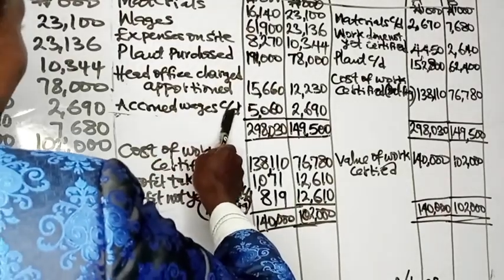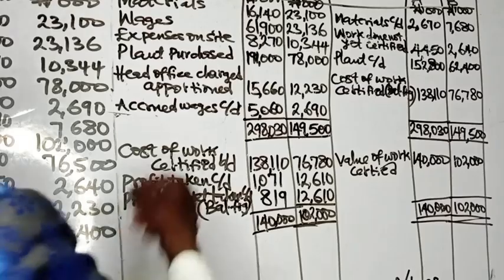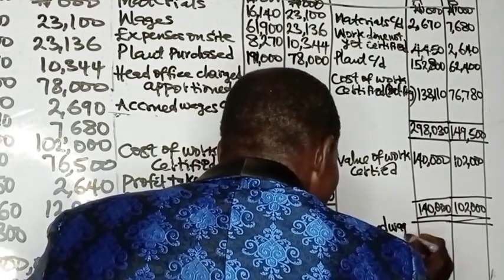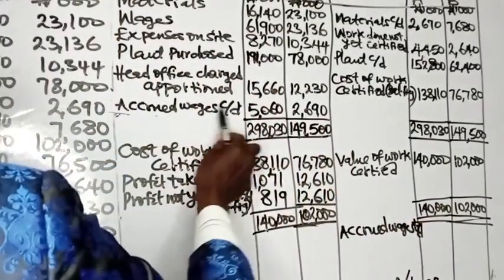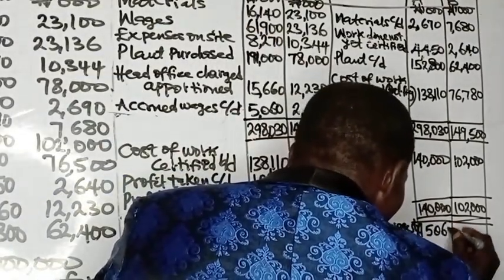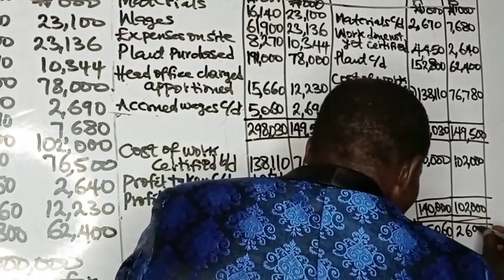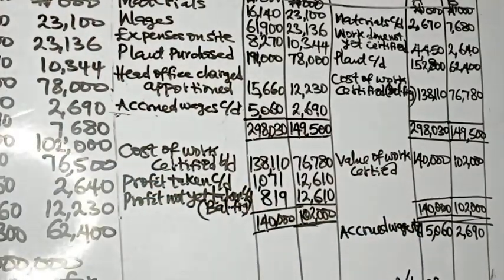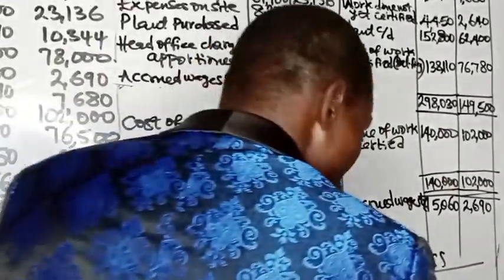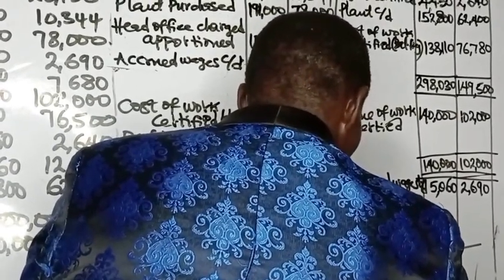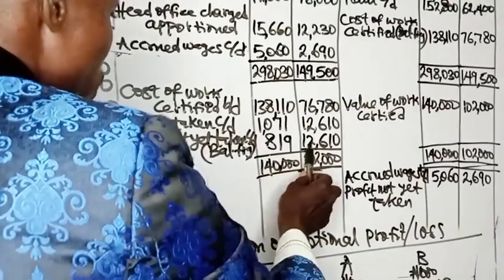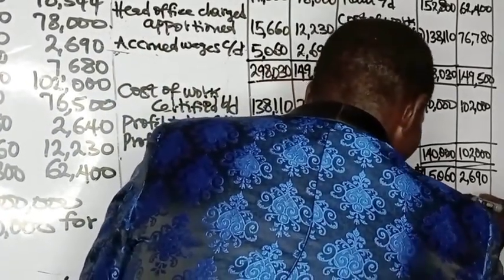So the accrued wages carried down will be brought down to the next period because they haven't been paid. So accrued wages brought down. For A, 5,060, and for B, 2,690. Then the profit not yet taken, and that is 819 and 12,610.